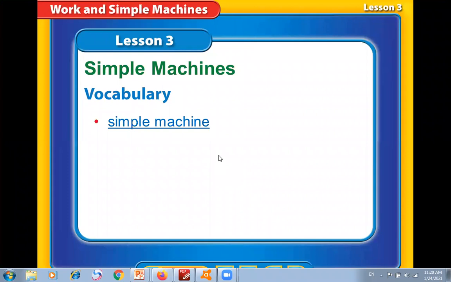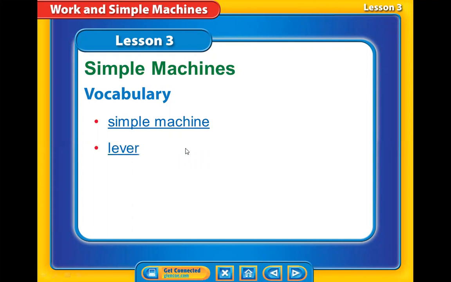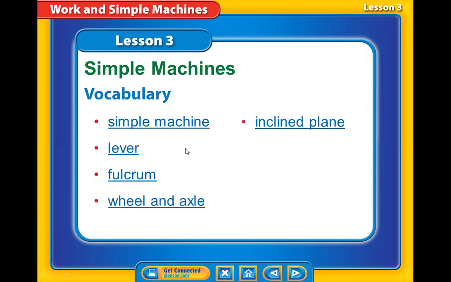In today's lesson, we are going to know more about simple machines, but before knowing the different types of simple machines, we have to know new vocab. The simple machine and also levers, fulcrum, wheel and axle, inclined planes, wedges, screw, and pulley. So these are the new vocab that we are going to introduce in this lesson.